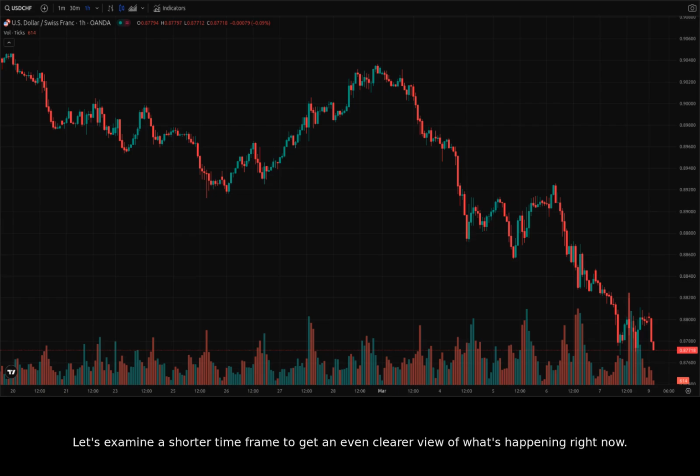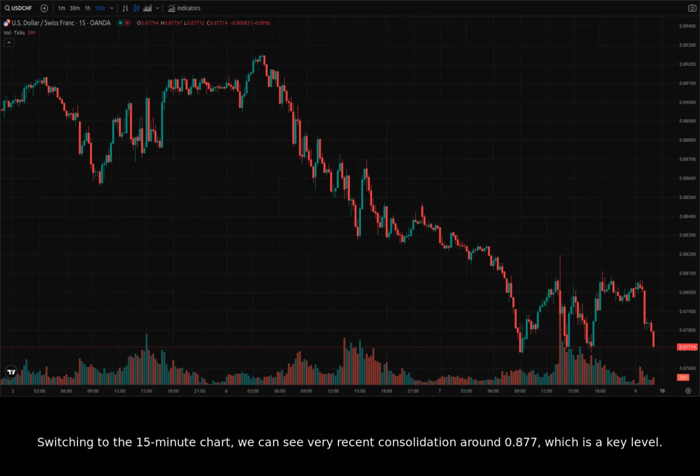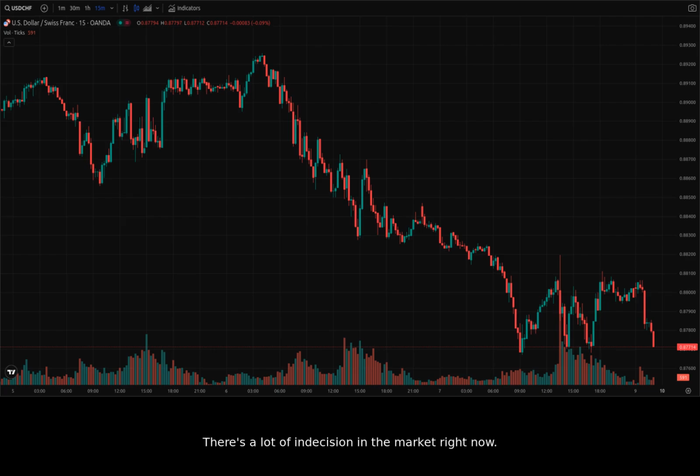Let's examine a shorter time frame to get an even clearer view of what's happening right now. Switching to the 15-minute chart, we can see very recent consolidation around 0.877, which is a key level. There's a lot of indecision in the market right now. The 15-minute chart is showing that volume seems to be thinning out as well.